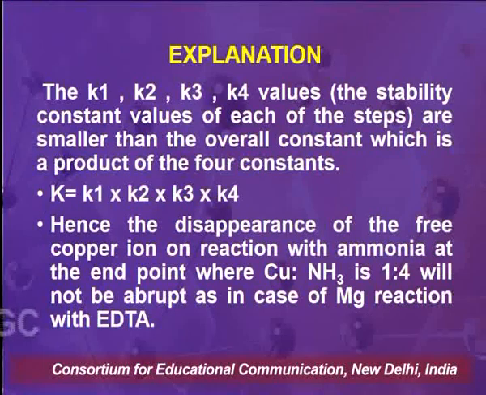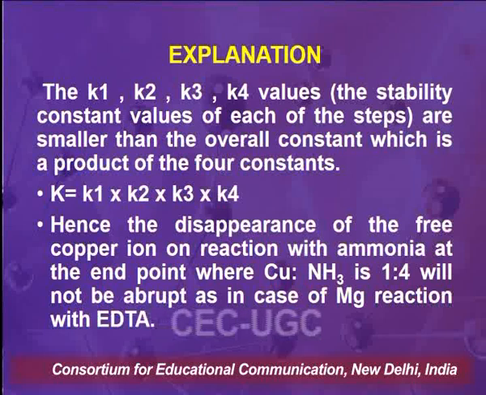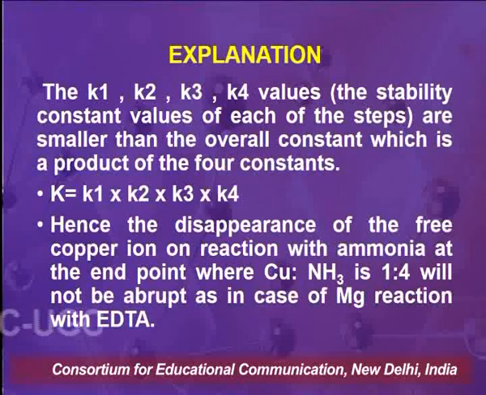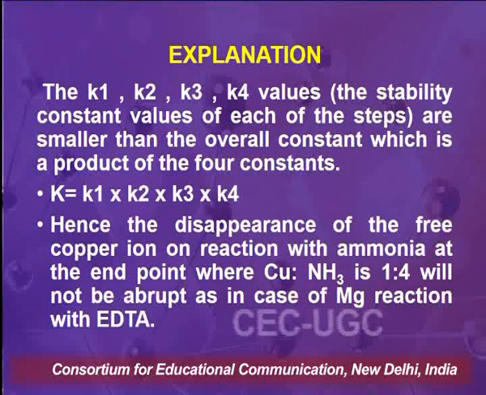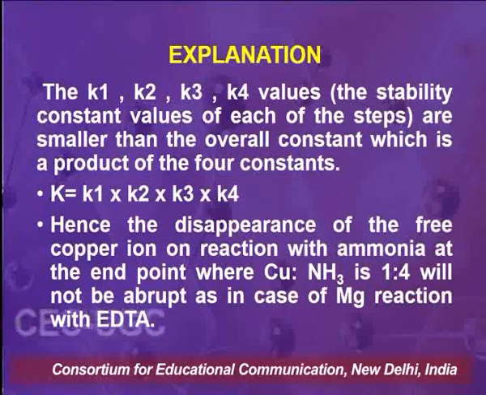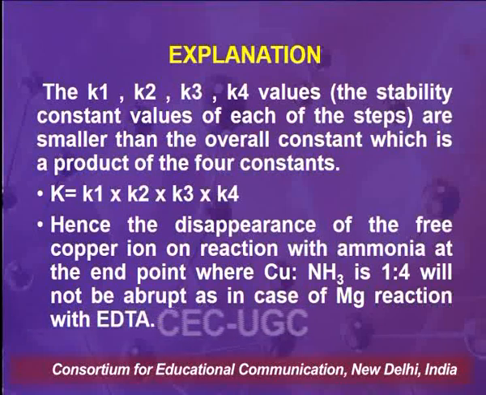The K1, K2, K3 and K4 values, which are the stability constant values for each of the stepwise reactions, are smaller than the overall constant, which is a product of the 4 constants. That is, the overall constant K is given as a product of all the 4 stability constant values.